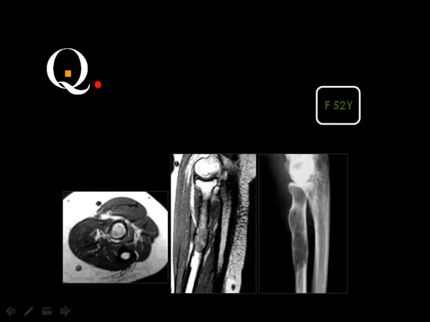Is it benign or malignant? Malignant, because of the bone marrow infiltration and the extraosseous soft tissue component. Can you guess what kind of malignancy? And this was lymphoma.